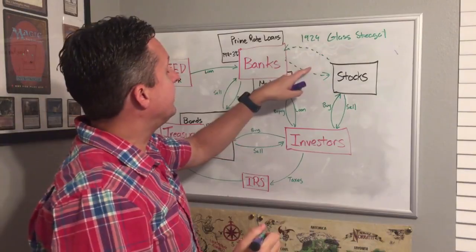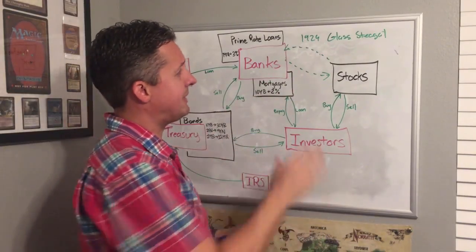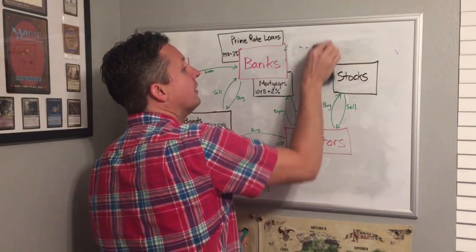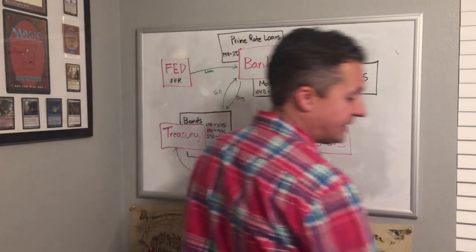And Glass-Steagall was put in, which basically said this is a pretty bad idea for banks to directly be able to invest in the stock market. We don't really like this. It's going to cause market issues. So we severed that link, right?